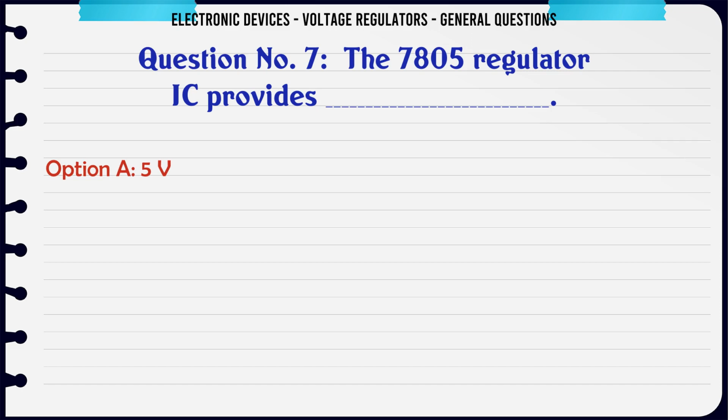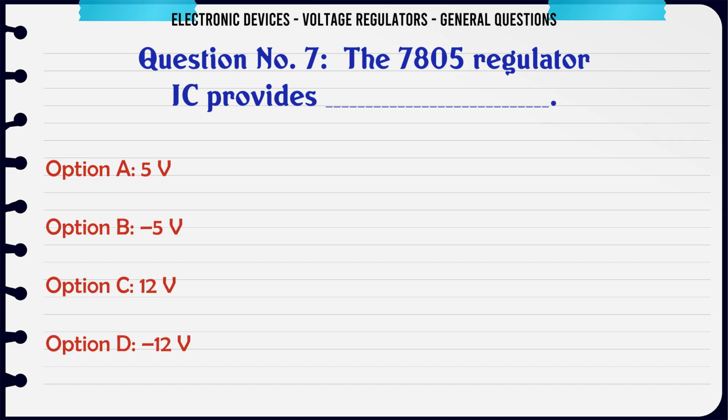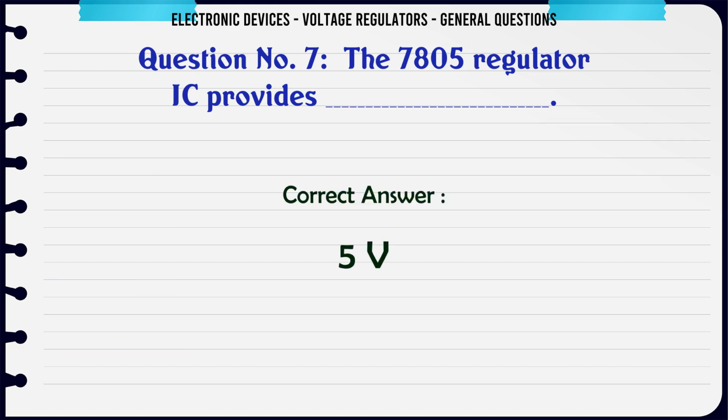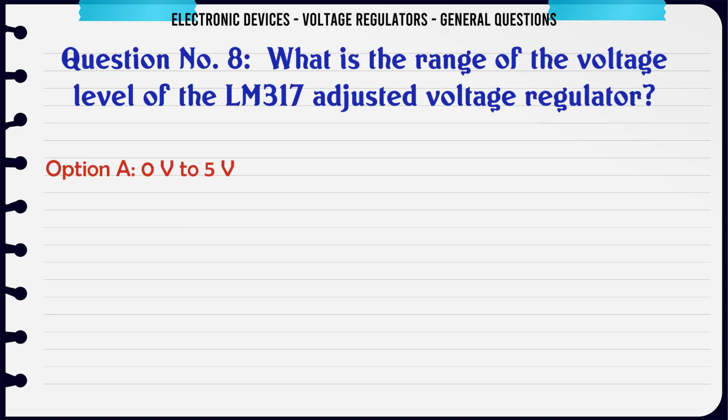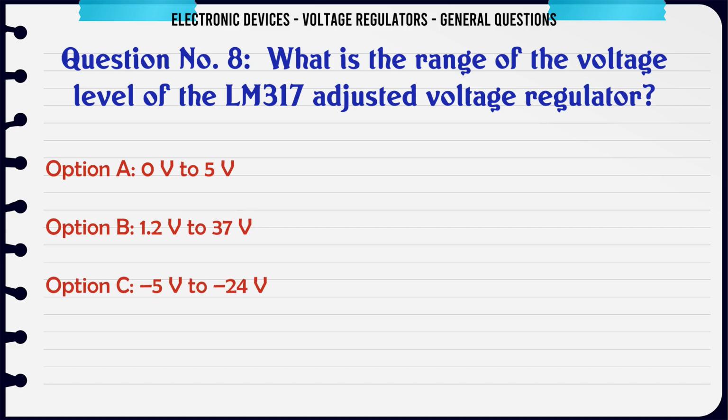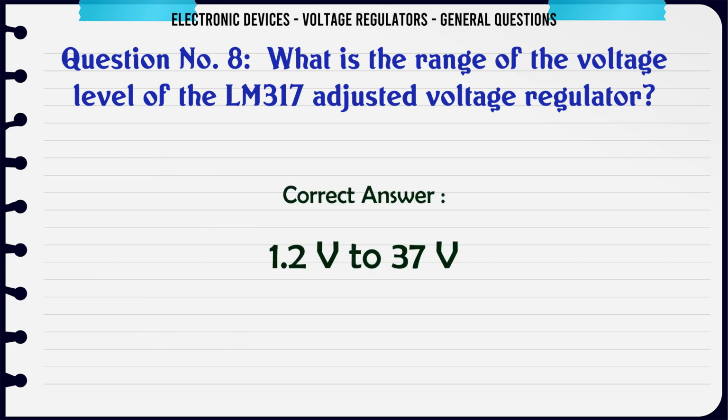The 7805 regulator IC provides A. 5V, B. -5V, C. 12V, D. -12V. The correct answer is 5V. What is the range of the voltage level of the LM317 adjustable voltage regulator? A. 0V to 5V, B. 1.2V to 37V, C. 5V to 24V, D. 5V to 24V. The correct answer is 1.2V to 37V.